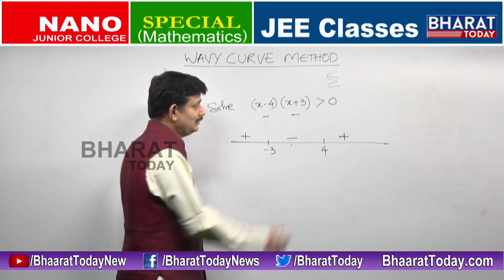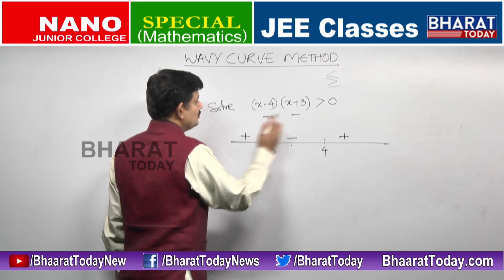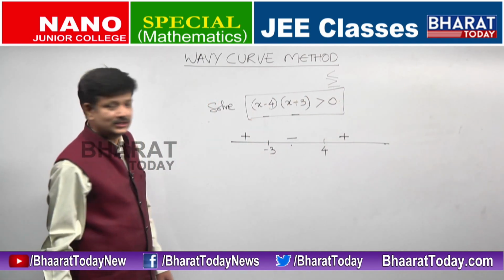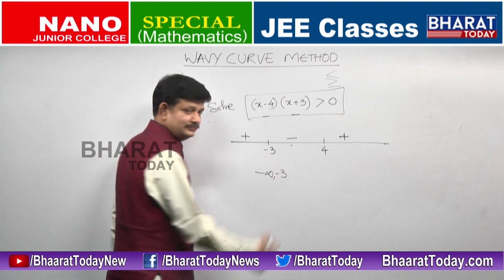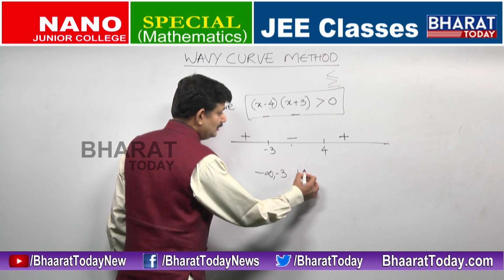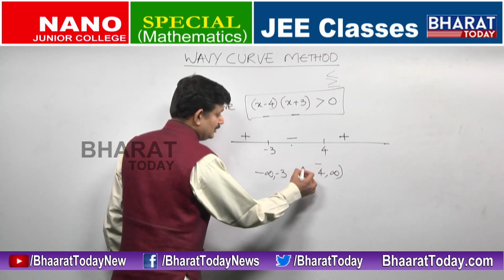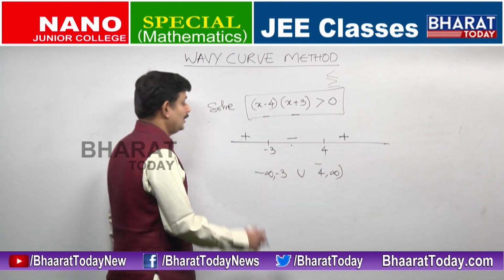So effectively what is happening? In this case it is positive, negative, positive, and what do you want this expression to be? Strictly greater than 0, positive. When is it positive? Minus infinity to minus 3 it is positive, and again from 4 to infinity it is positive. So we put a union in between this plus as well as this.